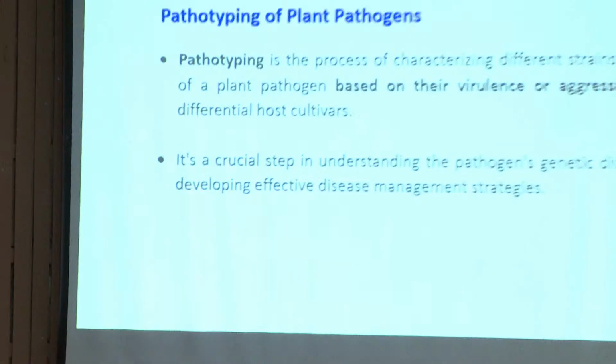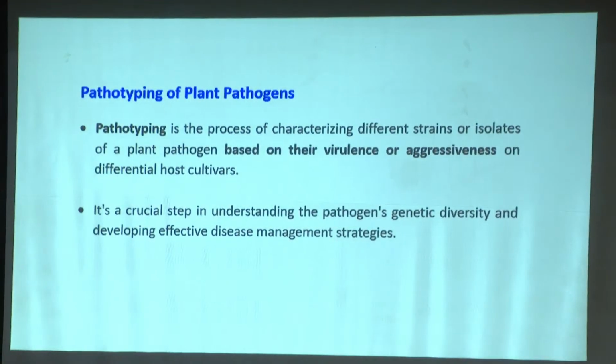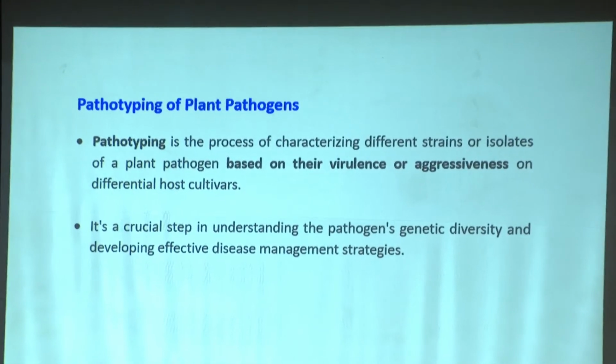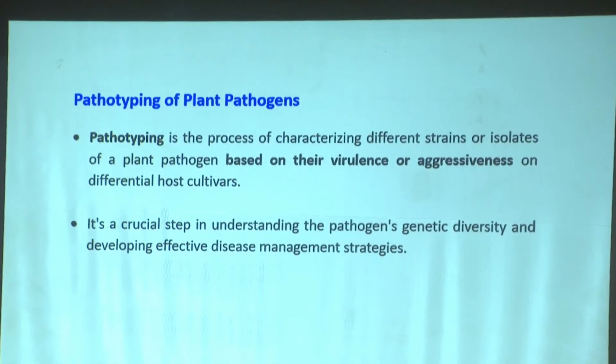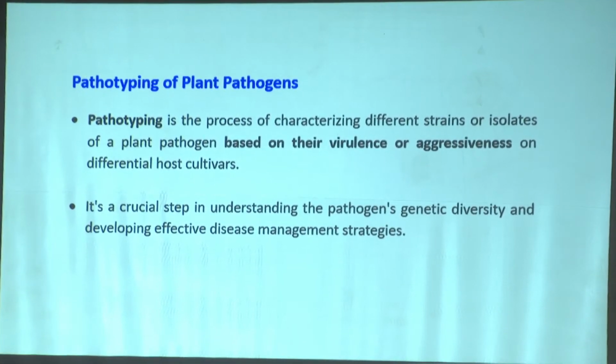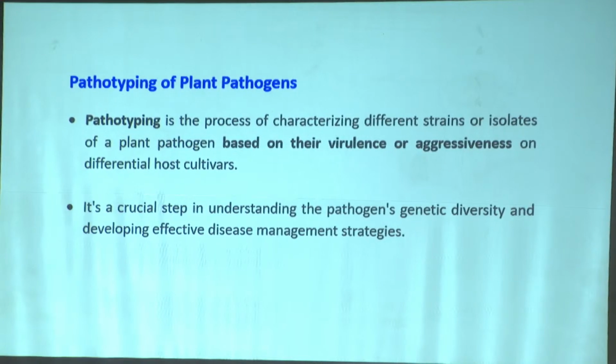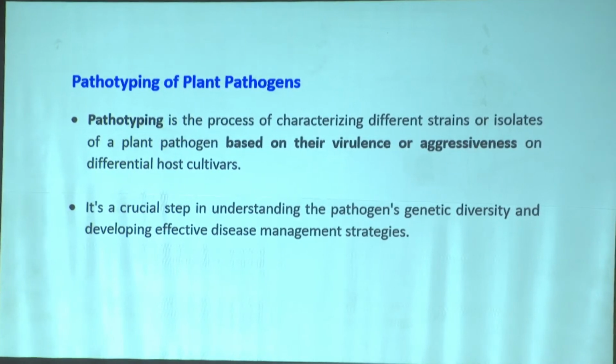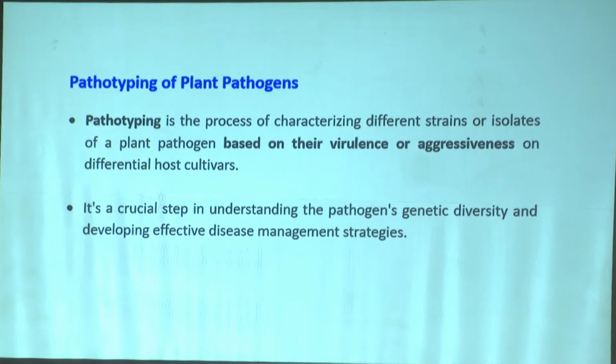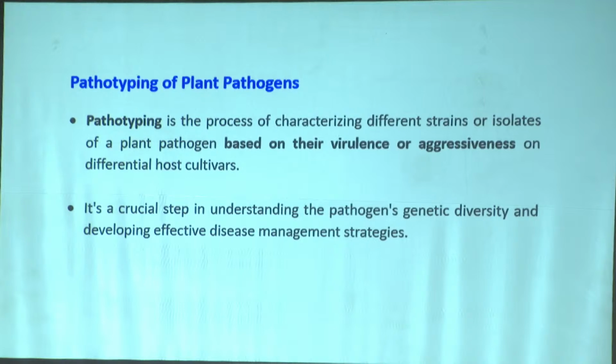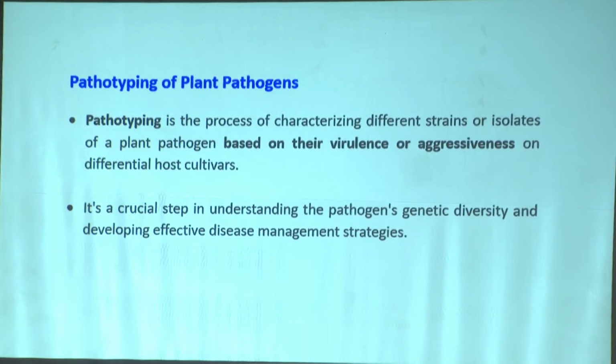So what is pathotyping? Pathotyping generally is characterizing the different strains or isolates of plant pathogens based on their virulence or aggressiveness on the differential host. The host should be differential; a particular host should be able to differentiate the pathogen nature. So we set up a differential host for this study. It is very important to understand the diversity of the pathogen so that appropriate disease management strategies can be formulated.